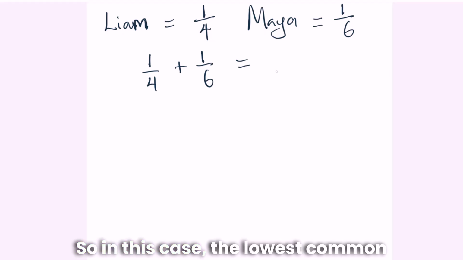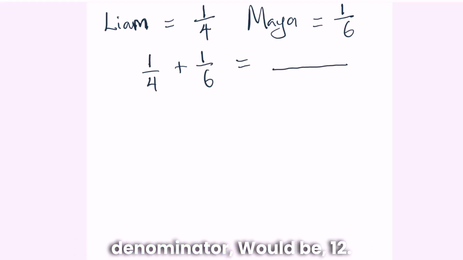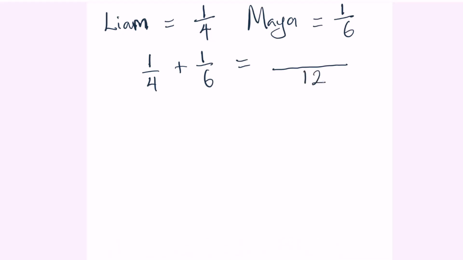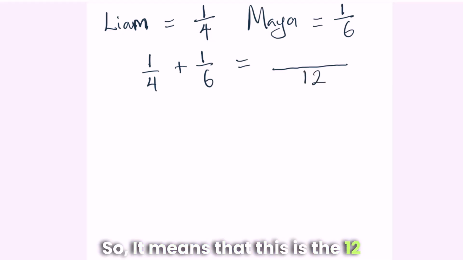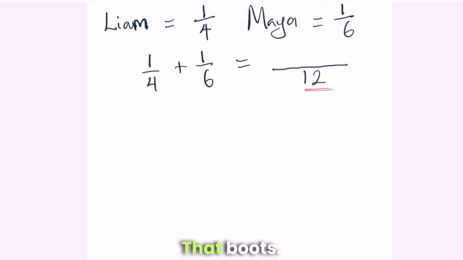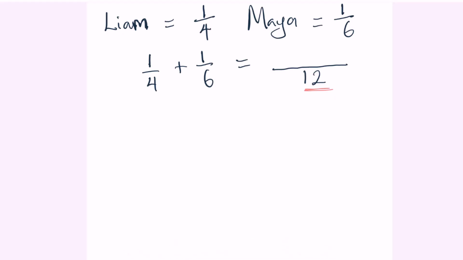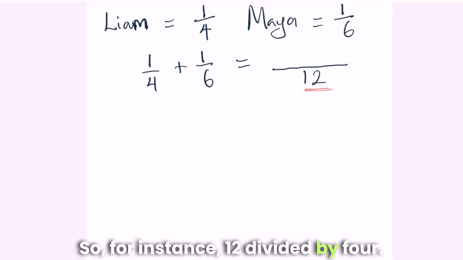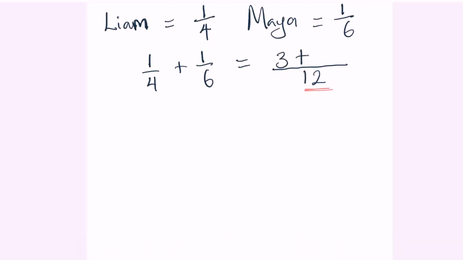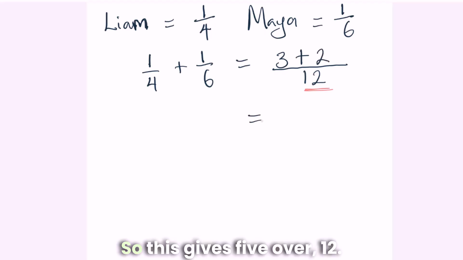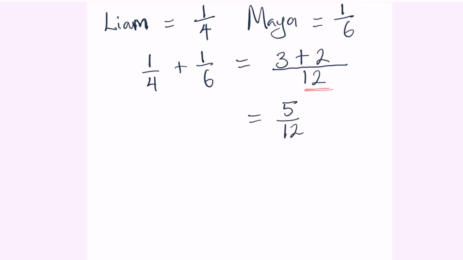So in this case, the lowest common denominator would be 12. So it means that 12 is the lowest number that both 4 and 6 can divide without a remainder. So for instance, 12 divided by 4 is 3, and 12 divided by 6 is 2. So this gives 5/12. So what it means is that the total amount of pizza eaten by the two guys is simply 5/12.